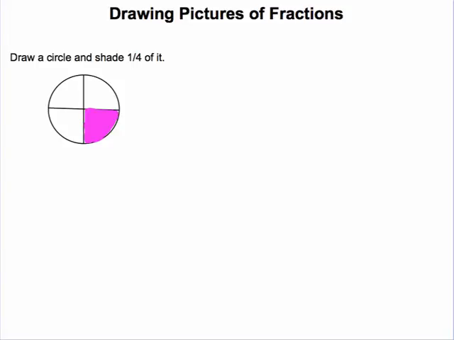Now I'd like for you to try some of these. Draw a circle and shade 1/4 of it. Pause the video. Your circle should look similar to this. Now, when we are doing our circles, we cannot do vertical lines unless we're going through the middle. Otherwise, we don't end up with equal sized areas.